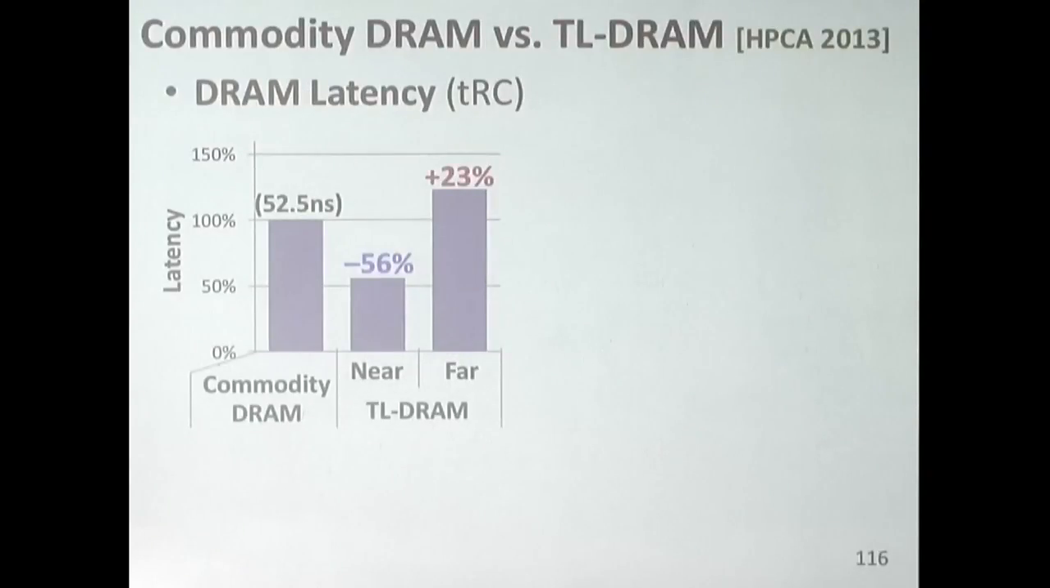So basically, I'll give you the takeaways. Near segment latency reduces by about 56%. This is wrong. This should be actually somewhere over here. That's actually 56. This should be 44. The far segment latency actually increases by 23%. So you have a trade-off now, right? Compared to commodity DRAM where you have 512 cells. The trade-off, which means that accessing data that's in the far segment actually is much slower now.